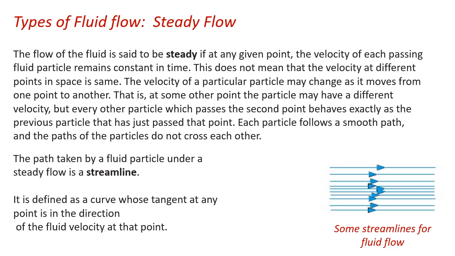Each particle follows a smooth path and the paths of the particles do not cross each other. The path taken by a fluid particle under a steady flow is a streamline, as shown in the diagram, and it is a curve whose tangent at any point is in the direction of the fluid velocity at that point.